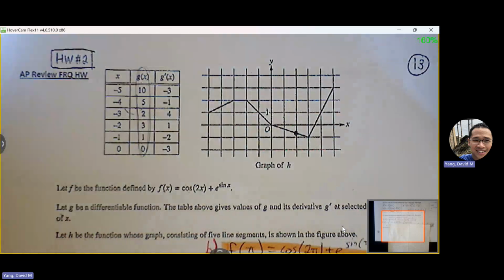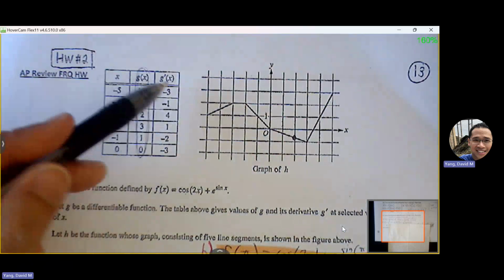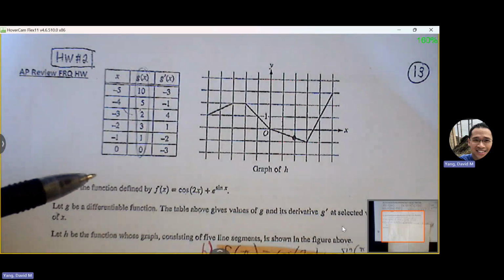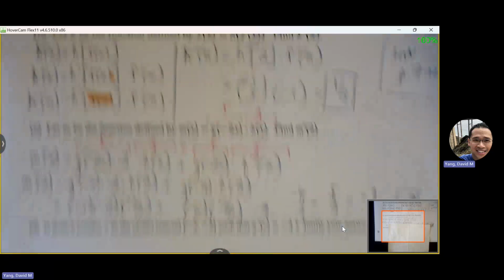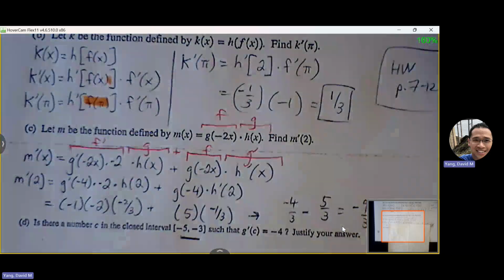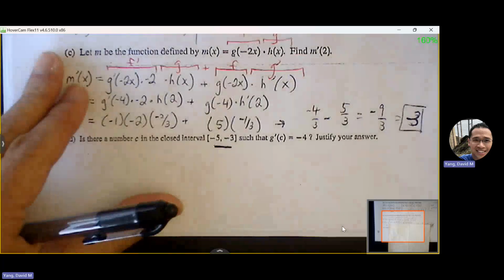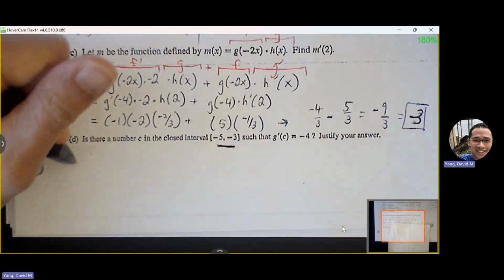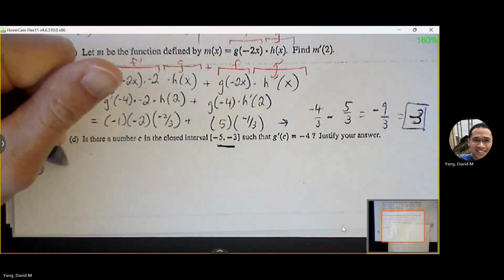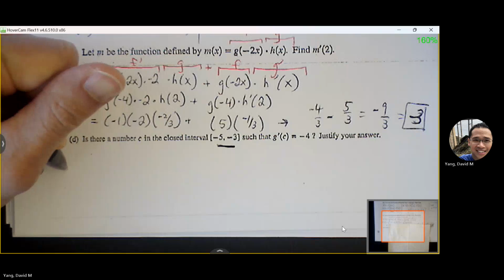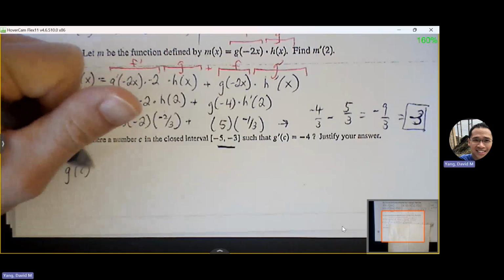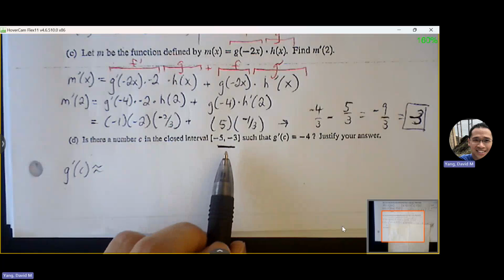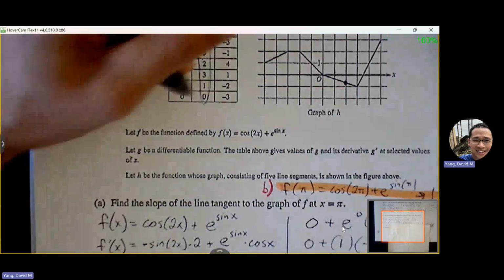IVT is still within our course, but it doesn't really involve anything involving derivative or slope. So let's see if we can produce a slope that matches -4 between the two endpoints. So G prime of C is equivalent to, let's find the slope between the two endpoints. The two ordered pairs that we want to use are between -5 and -3. So let's find the slope here.